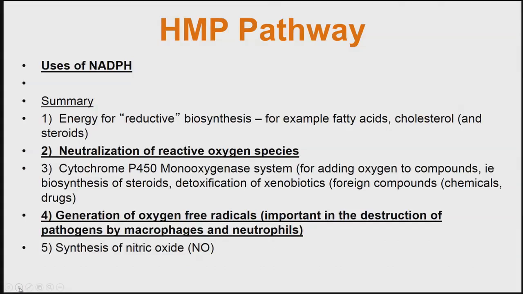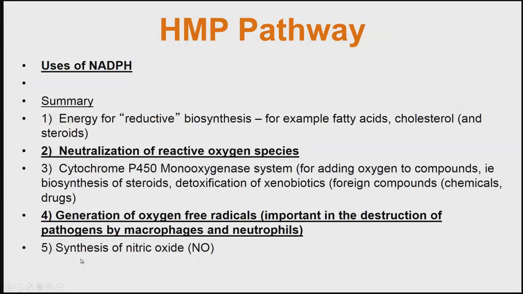Okay, so one of the jobs of the HMP pathway was to make ribose, and you already know what you're going to do with ribose: you're going to make nucleotides. The other thing we're going to do is make NADPH. You've already seen places where NADH is used. You generate NADH and send it through the electron transport chain, or some reactions will use NADH, but I don't think you've seen NADPH yet.